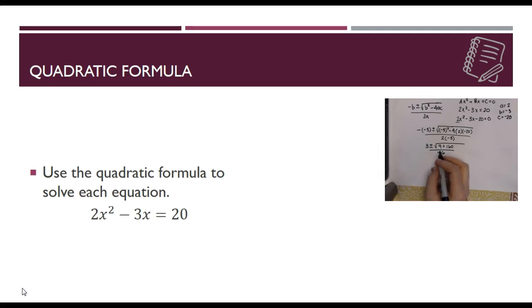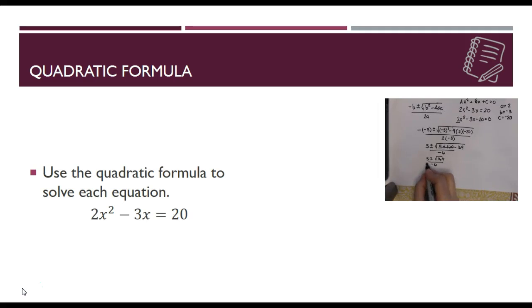So now I'm going to split this, or I actually could probably do the math a little bit more here. So I've got 160 plus 9. That actually will give me 169. I'll save a little space there. So now I've got 3 plus or minus the square root of 169 over negative 6.